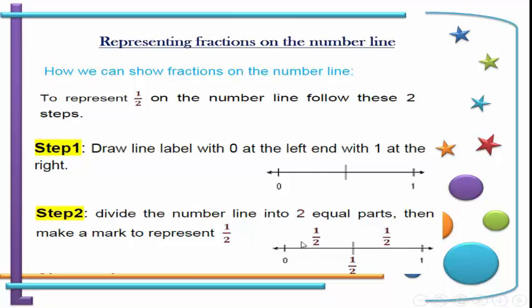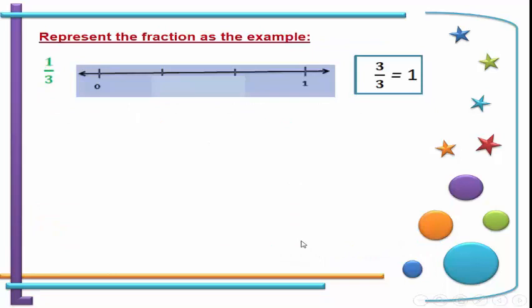Okay, let's show more examples. Represent the fraction as the example. If we have a third, we say that we have two steps to represent any fraction on the number line. First step, we draw the number line. Start with 0 and end with 1. Okay, and you know that 3 over 3 equals 1.